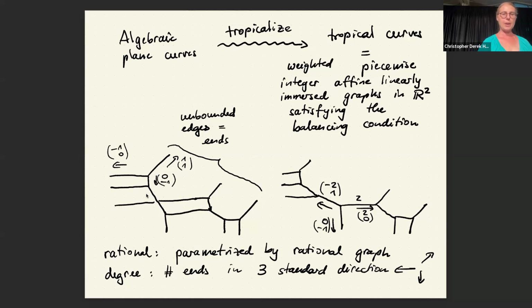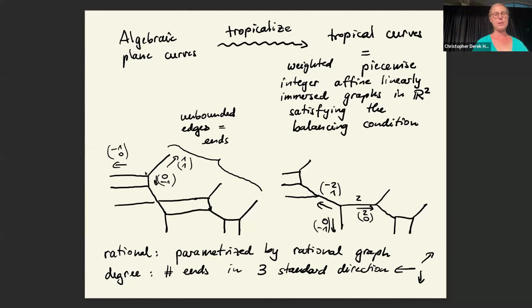So this thing that we have here is actually a crossing of two edges. It's parameterized by an abstract graph, and those two edges only cross. There's not a vertex here. And then every edge is supposed to map onto a line segment that has a rational slope. It also has an integer direction vector pointing away from a vertex. And the balancing condition now says that the direction vectors that leave a vertex have to sum up to 0.